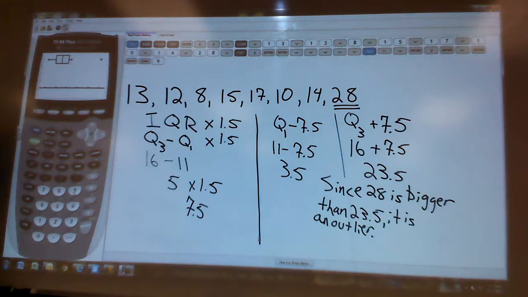That's your review of how to make a box plot and checking for outliers.